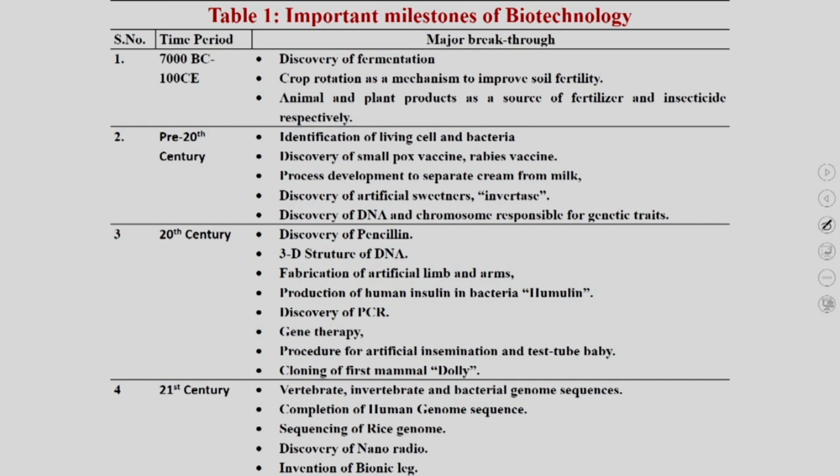What are these milestones? One of the initial discoveries by humans is the process of fermentation. The classical example in the case of fermentation is that they developed alcohol, and they developed how to make curd, and that has been the first documented discovery related to biotechnology.